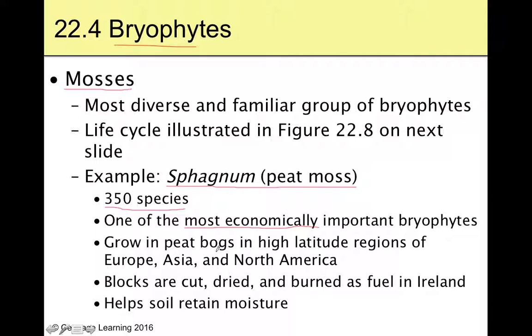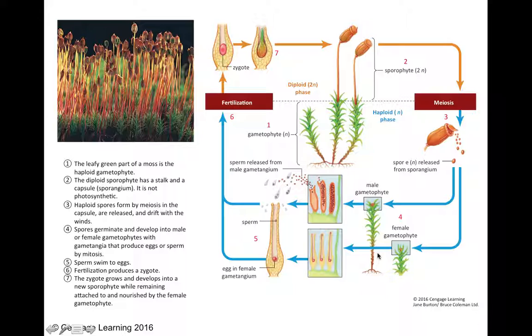It grows in peat bogs, which are these bogs in high latitude regions, Europe, Asia, and North America. And they'll cut big blocks of sphagnum and roll them up and dry it and basically make a dry moss log, and they can burn it as a fuel, just like we would burn wood for fire. They will burn blocks of dried moss in their fire, and it helps soil retain a lot of moisture, and that's why they sell it at the greenhouse. So it's worth a lot of money. And of course, we don't make diapers out of it anymore, but it's still worth a lot of money just in the greenhouse world. And so here's what your life cycle looks like.